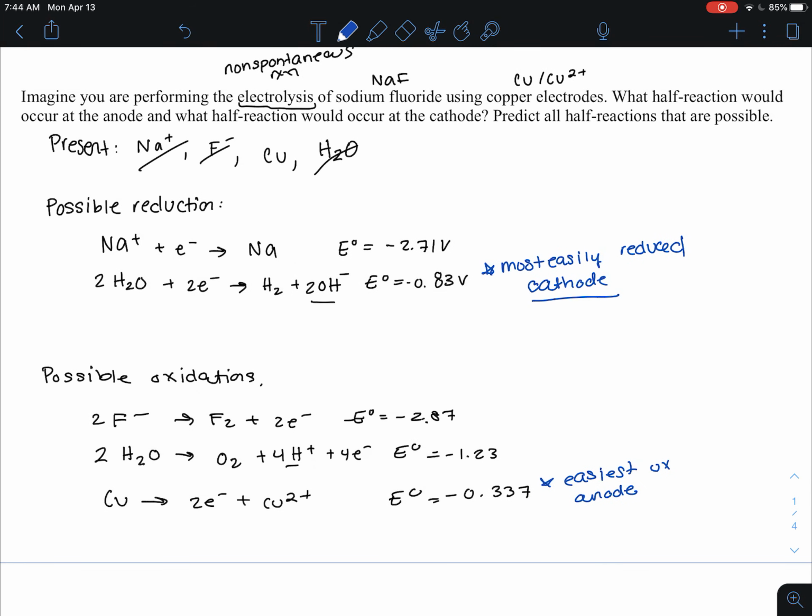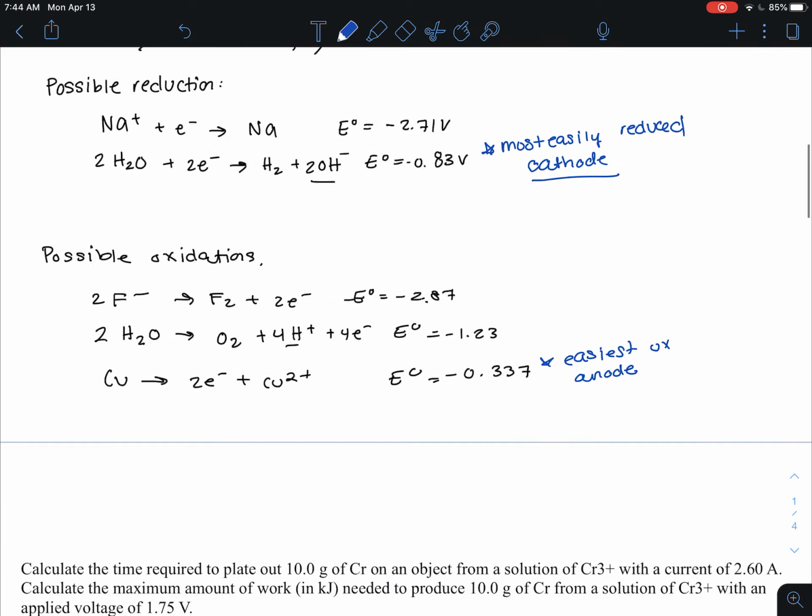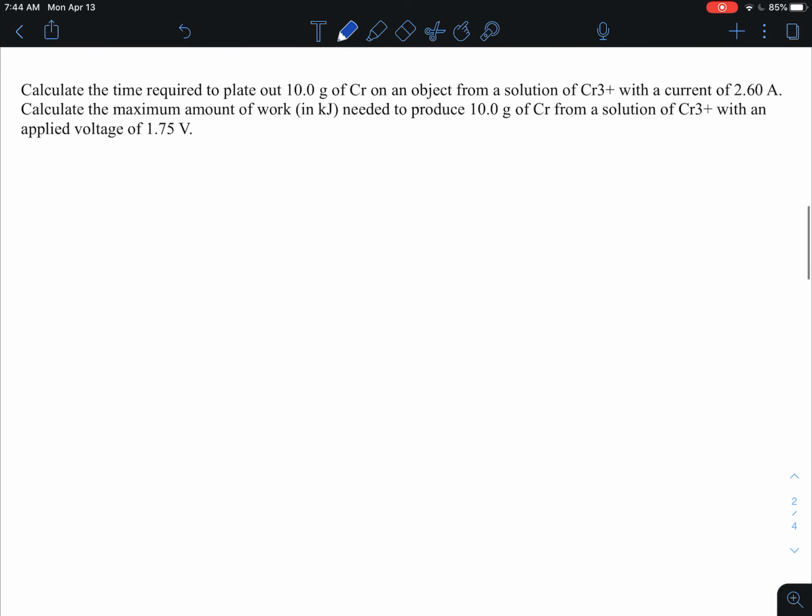But then down here, we actually put the term electrolysis to it. So we had to think a little bit more about what those cells would look like, those half reactions, what needs to be flipped, what has more than one possibility, etc. All right, let's get to a little bit of math.